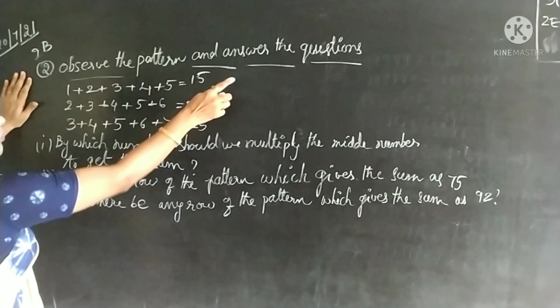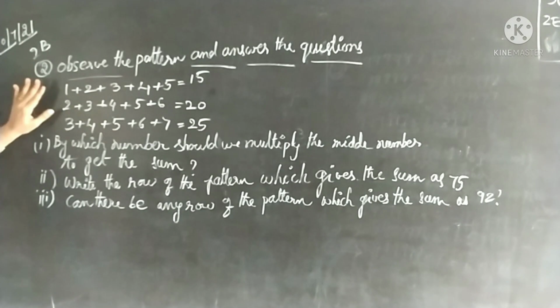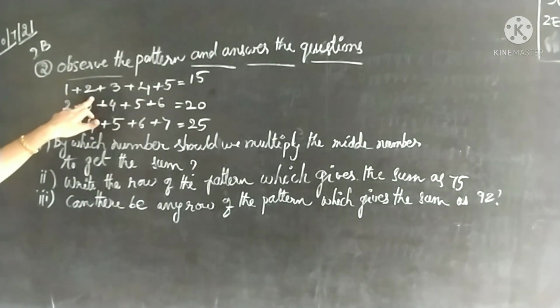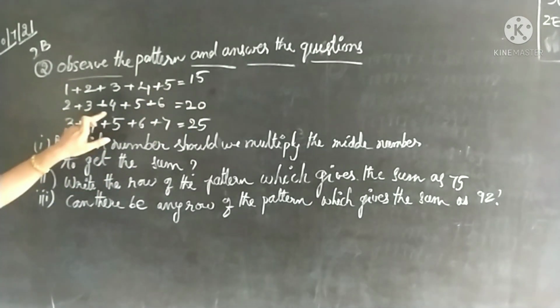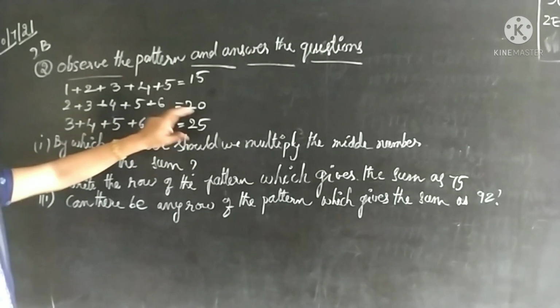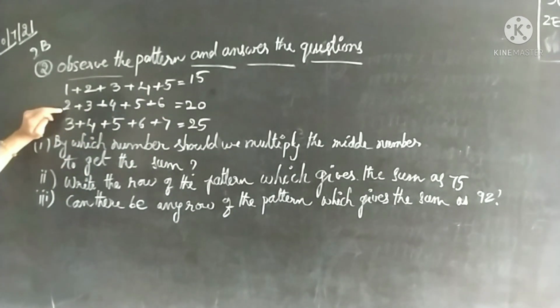Observe the pattern and answer the questions here. So here they have given one pattern. 1 plus 2 plus 3 plus 4 plus 5 equal to 15. Next one, 2 plus 3 plus 4 plus 5 plus 6 equal to 20. And next, the third, see, one number I am leaving here.